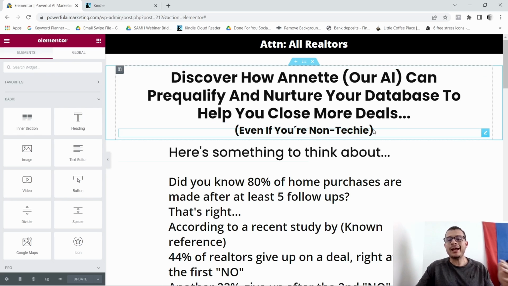Now, we're also assuring them that they don't have to worry about setting anything up, right? That there's no need to worry about setting systems up or landing pages or websites or any of that stuff, right? We take care of that. So we let them know, even if you're non-techie.